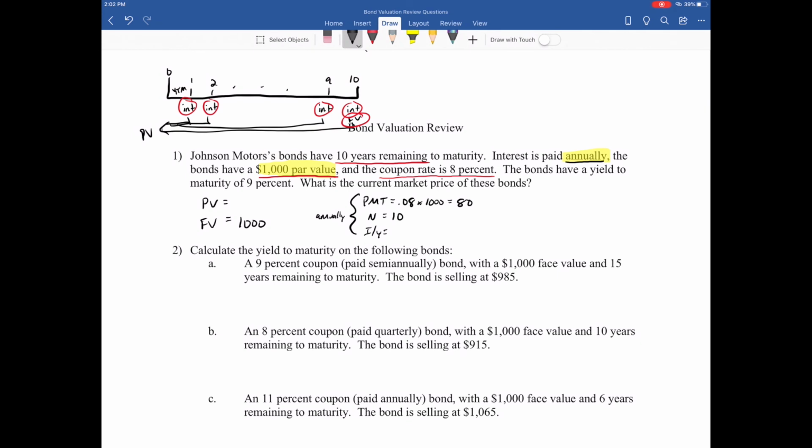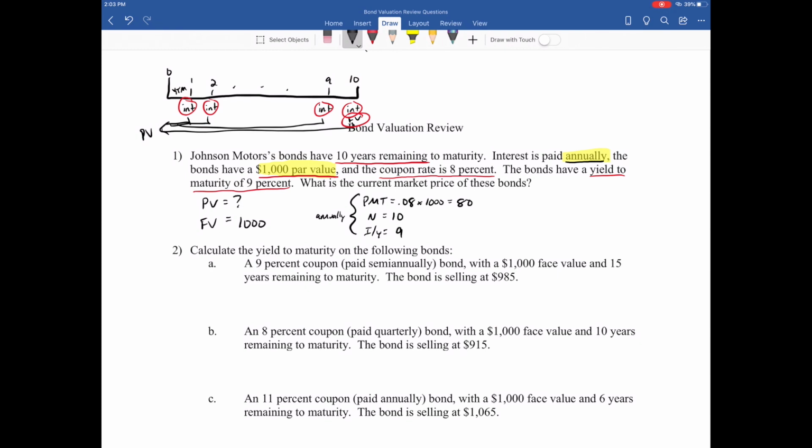The IY is our discount rate. We are going to be discounting these cash flows back at whatever the yield to maturity is. Once again, this is going to be input on an annual basis. Your yield to maturity is always quoted on annual terms. So our yield to maturity is 9%, and that is going to be our discount rate.